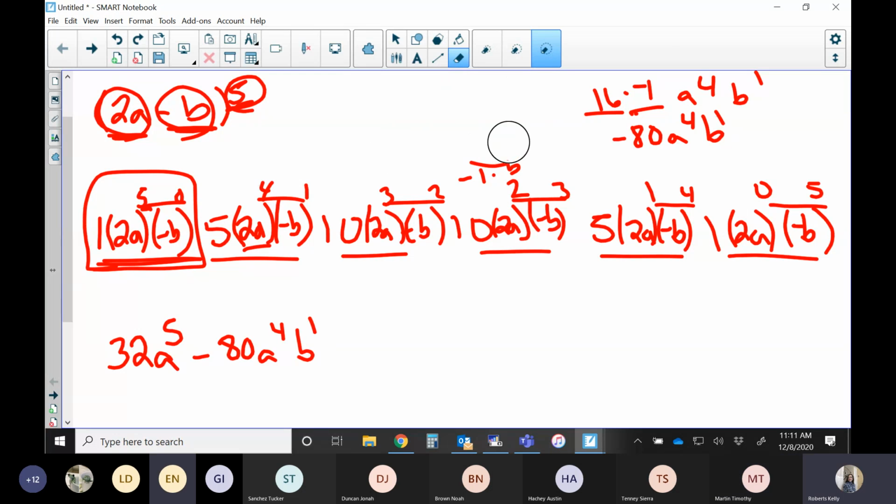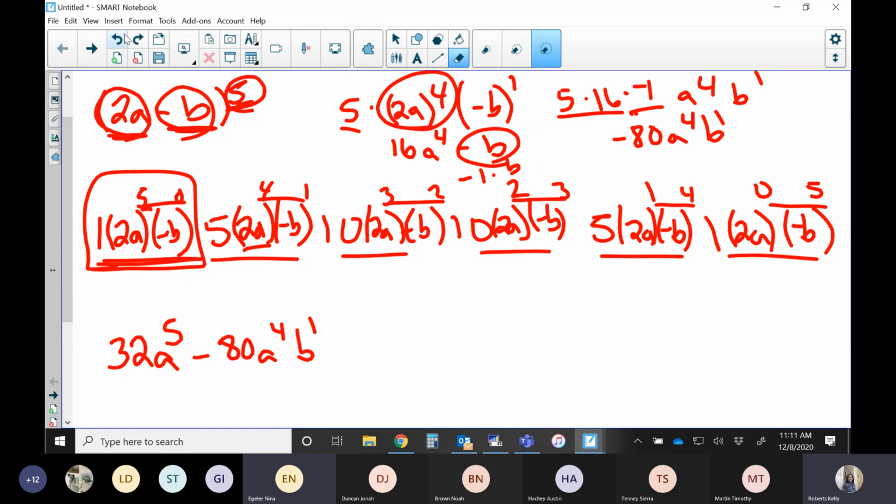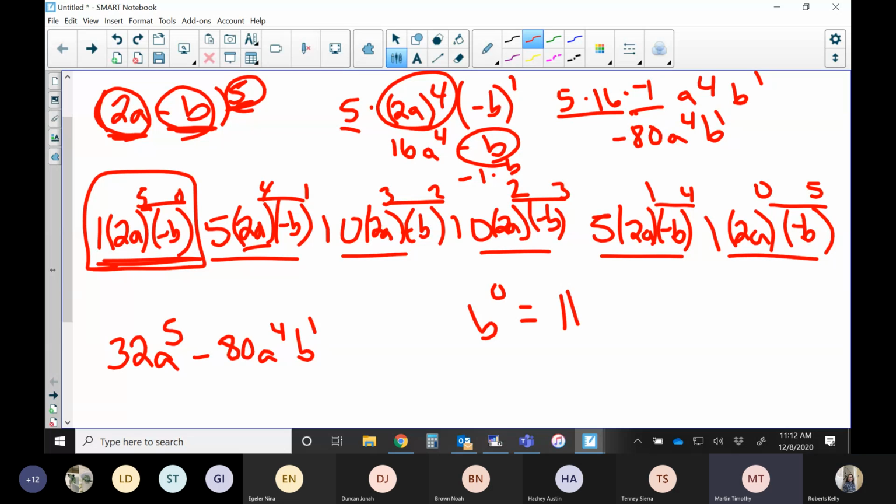Wait, I have a question on that. When do you get rid of the b? Because in the first term, there's no b. What is b to the 0? Anything to the... so now here's what I mean. I think this is what some of you think: if I say b to the 0 and I say it's 1, I don't mean 1b. That's not what I mean. When I say b to the 0, I'm saying it equals the number 1.